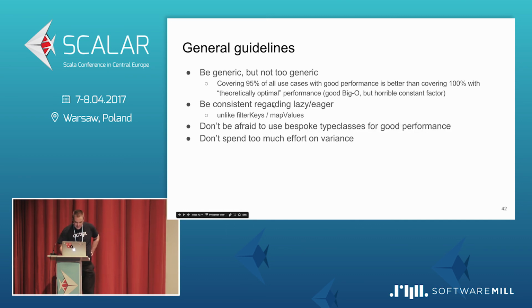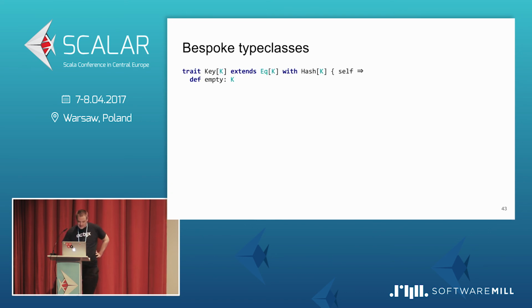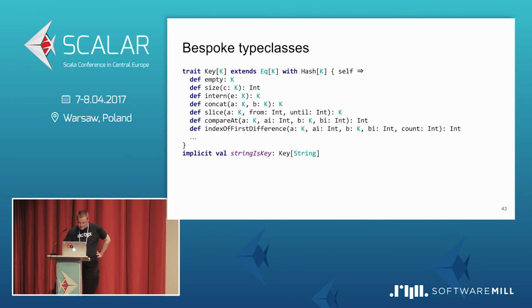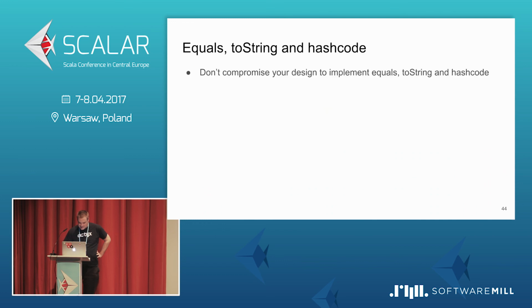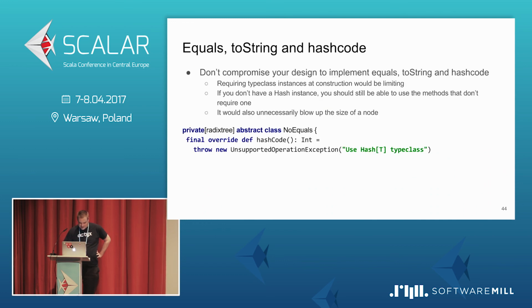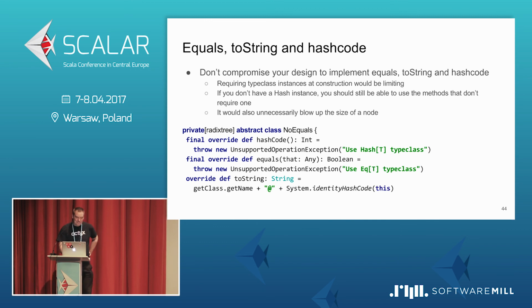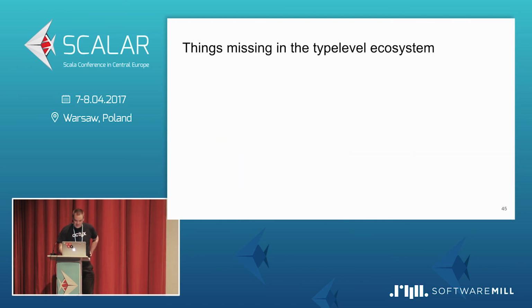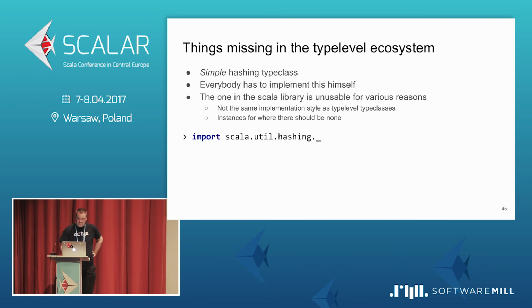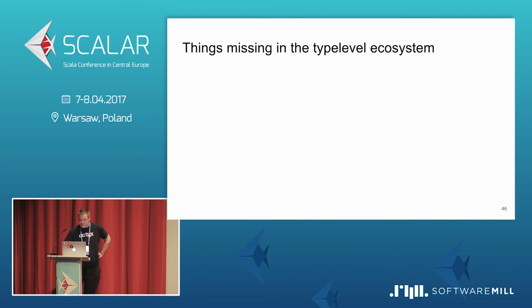So, okay, I got some more here, but I'll keep it short. Sometimes it's not possible to implement hash code and equals in a proper way, and in that case you just do this. Basically just, no, I don't do that. If you want to compare things, use the EQ type class, and if you want to hash things, use the hashing type class. Yeah, I would love to have a hashing type class in the type level ecosystem, something simple like that.